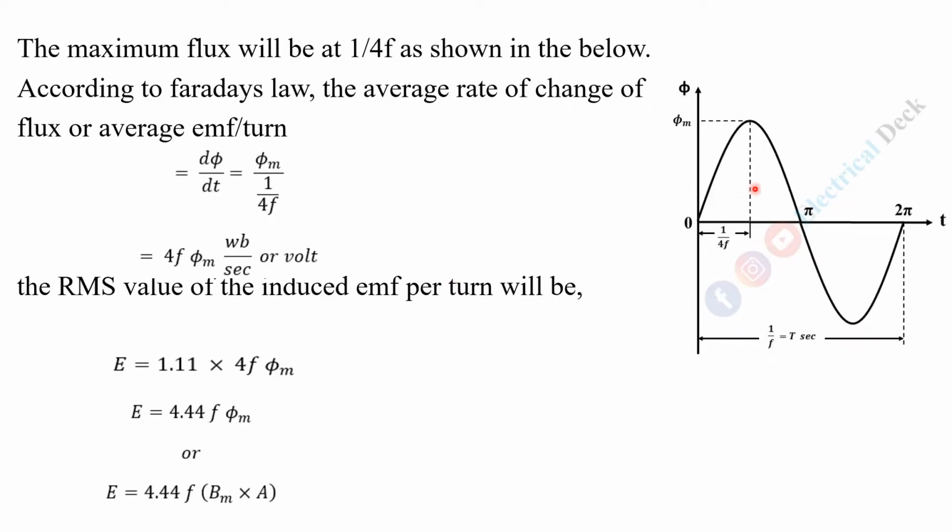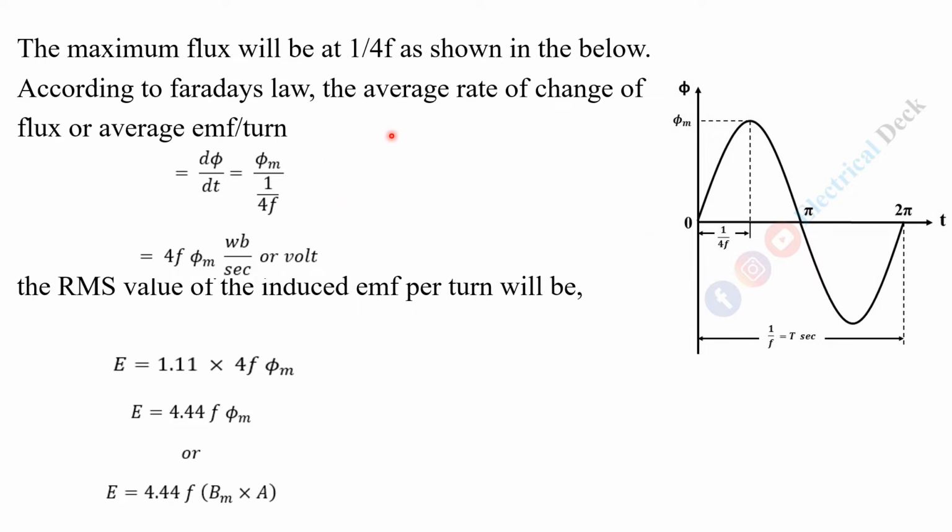Consider this diagram. The flux will be maximum at the 1/4th time period. Here we are considering a complete cycle. For a complete cycle there will be two half cycles, and at the 1/4th of the time period the flux will be maximum. That means in terms of frequency, 1/(4F) will be the time.